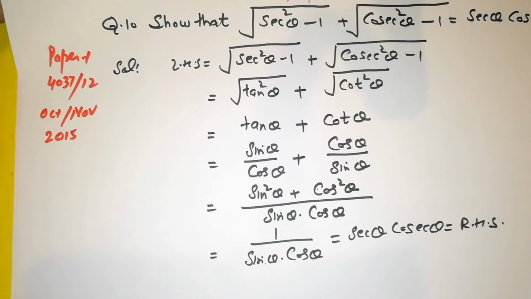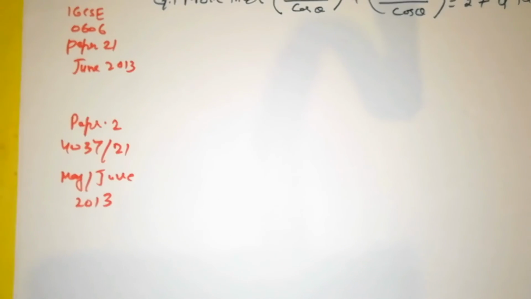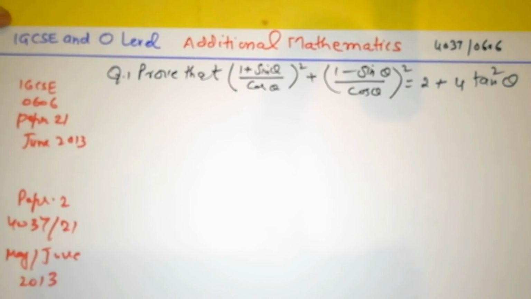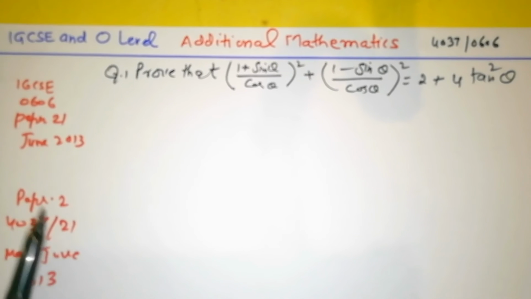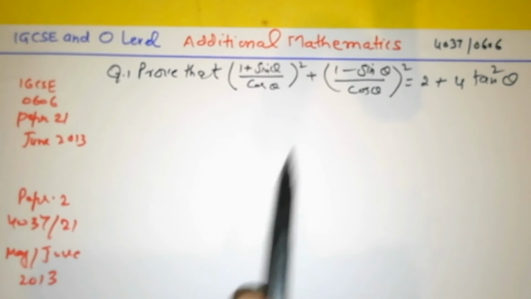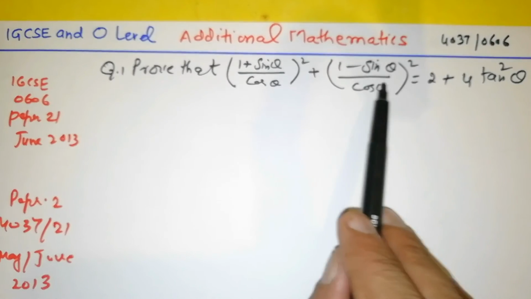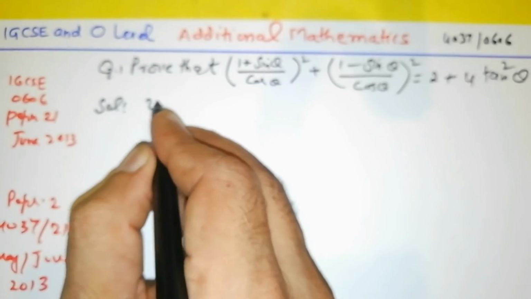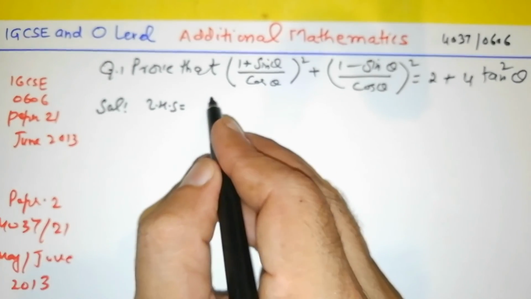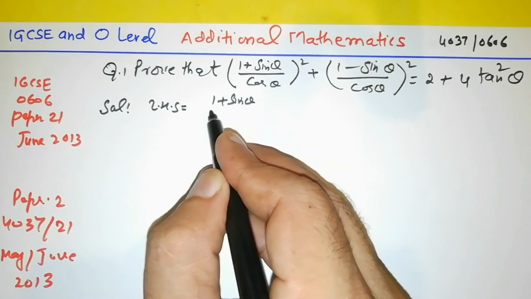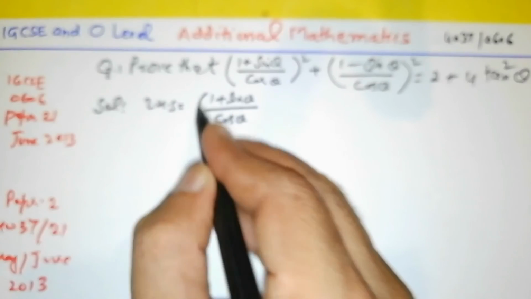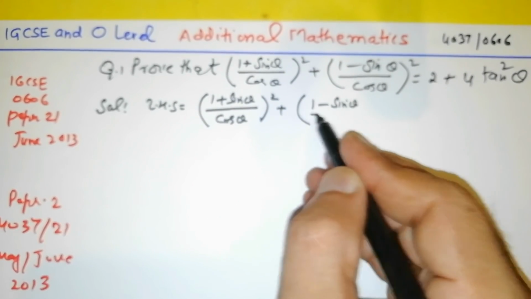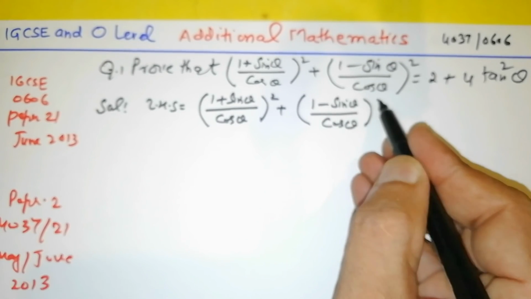So students, let's start with another question of your exam. So students, see here, this is a question, important question, which is again in your two exams. We want to prove that this square and this square is equal to this one. So students, we solve this question. Again we consider its left hand side, that is 1 plus sine theta divided by cos theta, its square, plus 1 minus sine theta divided by cosine theta, its square.